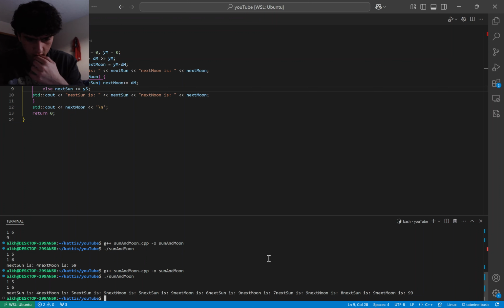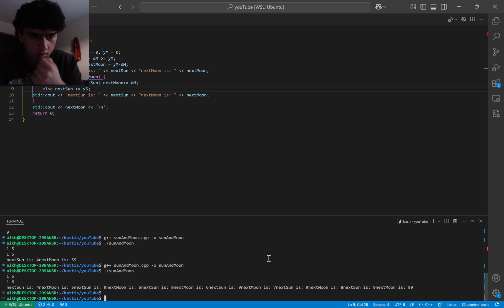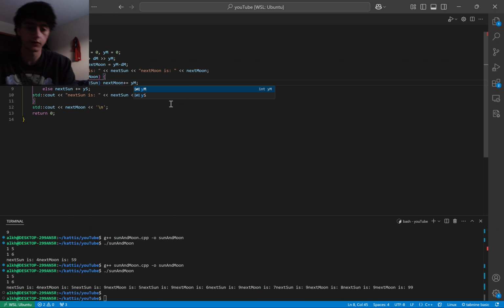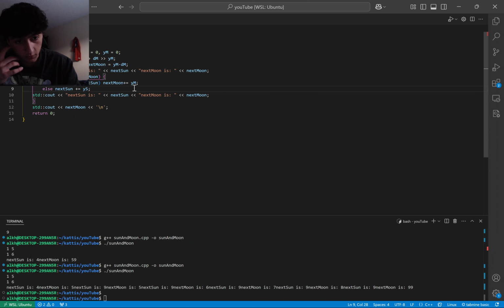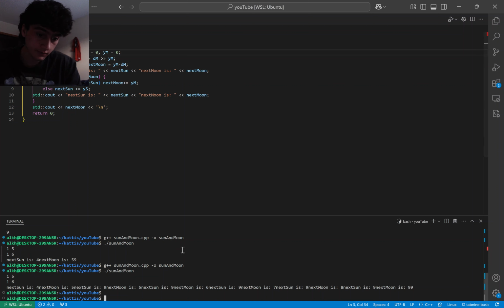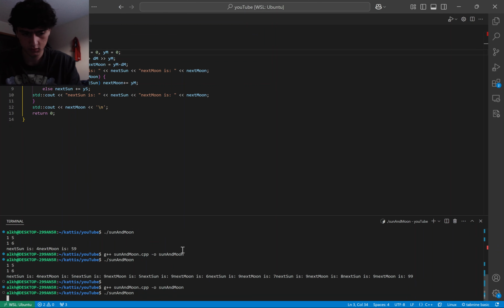nextSun is 4, nextMoon is 5, nextSun is 9, nextMoon is 5, nextSun is 9, nextMoon is 6? So you guys see that? I made an error in my implementation. Should have been adding ym, not dm. Which, going back to what I was saying earlier about good variable names, those are not good variable names. They match the problem, but let's see if that was the problem.